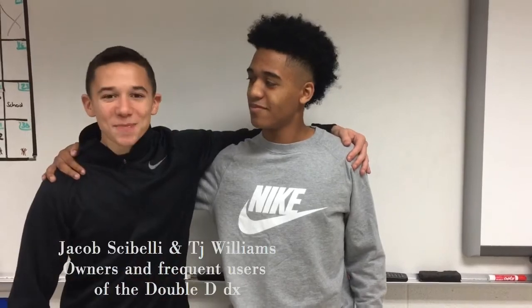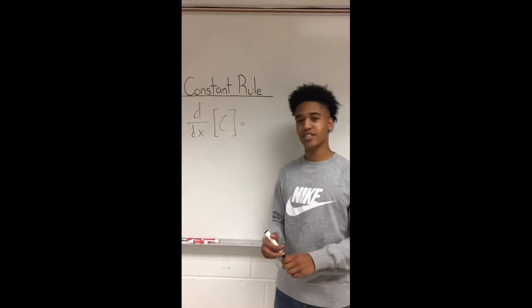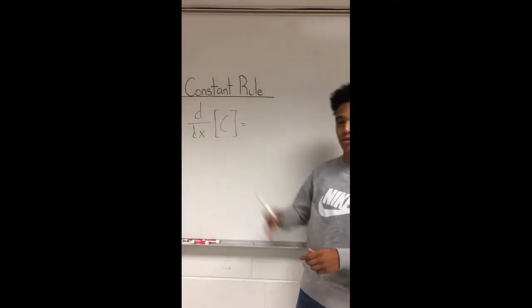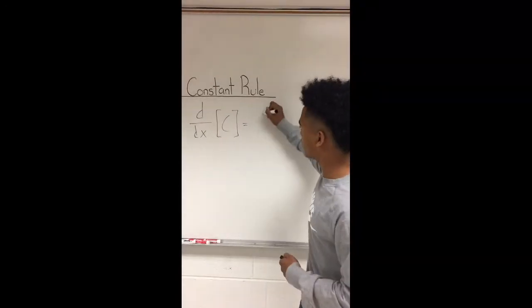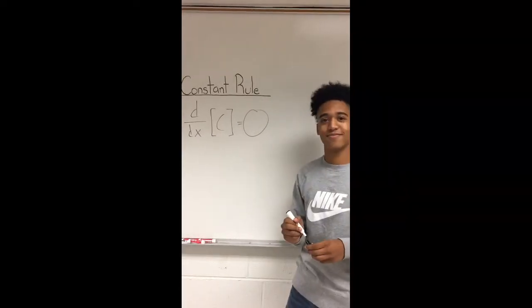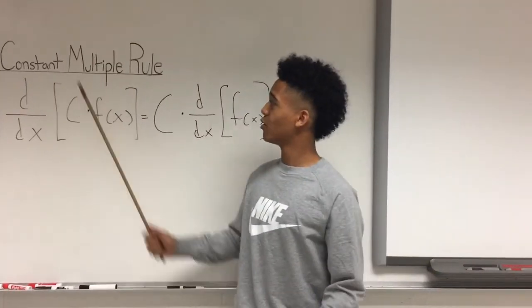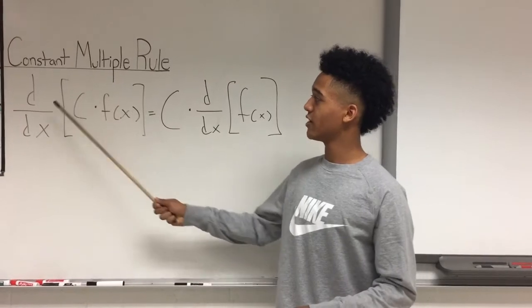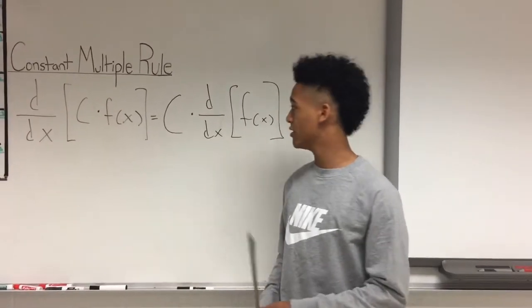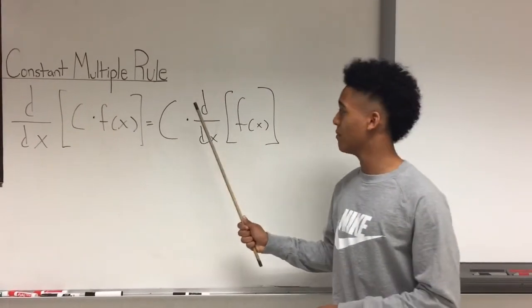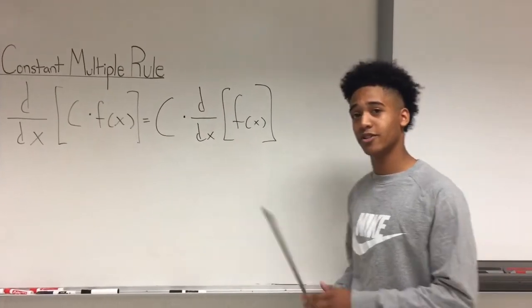These products really changed our lives for the better. Personally, the three rules that help me the most are the constant rule, constant multiple, and the product rule. The constant rule is easy because whenever you're taking the derivative of a constant, it just equals 0. The constant multiple rule is simple because when you're taking the derivative of a function with a constant, you just bring the constant out front and multiply it by the derivative of the function.